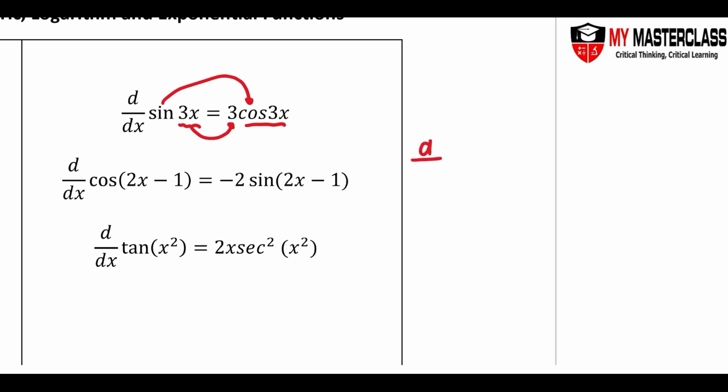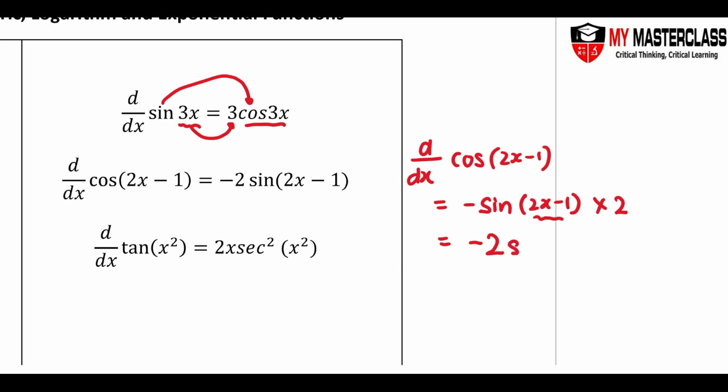For example, the second one, how do we get the final answer to be this? Differentiate cosine 2x minus 1. You can do this first. Differentiate cosine becomes negative sine 2x minus 1. Then I multiply by the differentiated of 2x minus 1, which is 2. So if I put it all nicely, I will get negative 2 sine 2x minus 1.